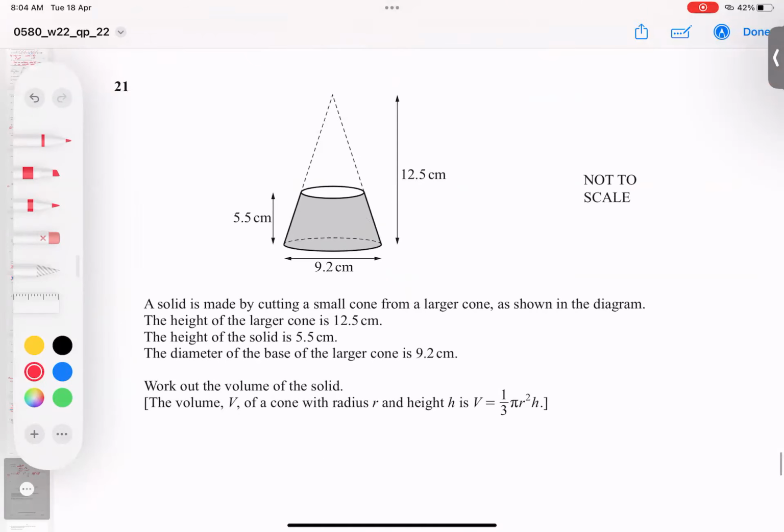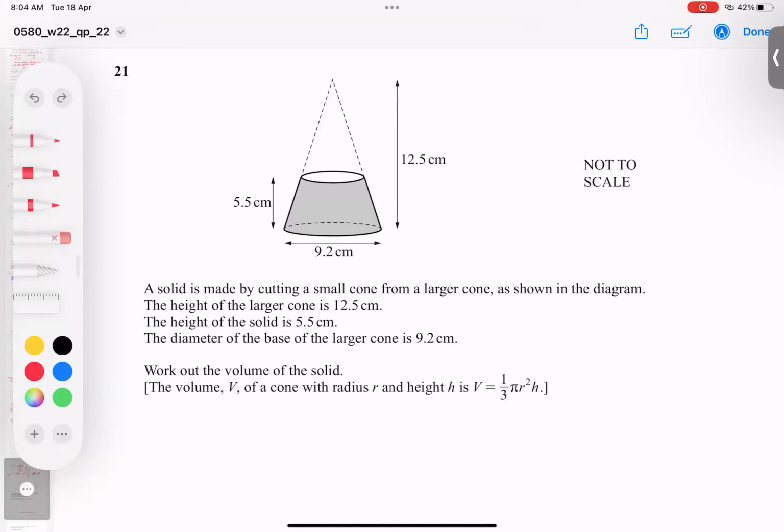Question number 21. Have a look here carefully. In this question, we have two cones. One large one, and one smaller one which is not there. Actually, he cut from here and removed it. This is called a solid shape. It's also called a frustum.